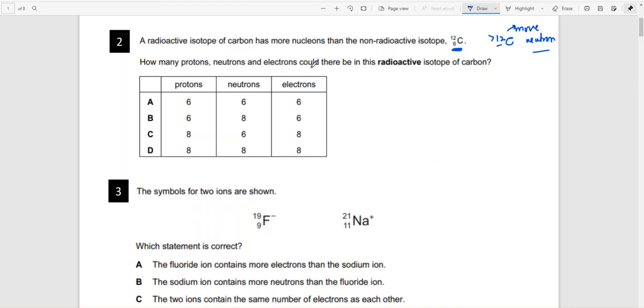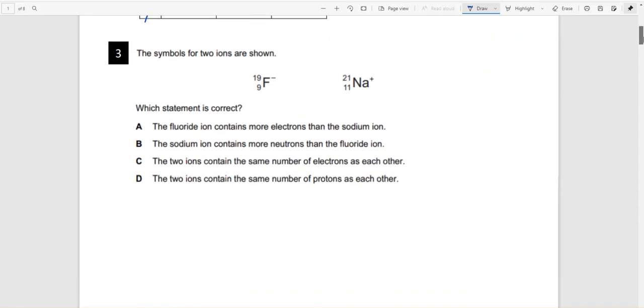So how many protons, neutrons and electrons could there be in this radioactive isotope of carbon? So protons has to be 6. So C and D would be wrong because it's an isotope of carbon. So there has to be 6 protons. How many neutrons? So this is incorrect because it says the radioactive isotope of carbon has more nucleons. More nucleons means more neutrons because protons do not change. So A can't be it. It has to be B because there's more neutrons.